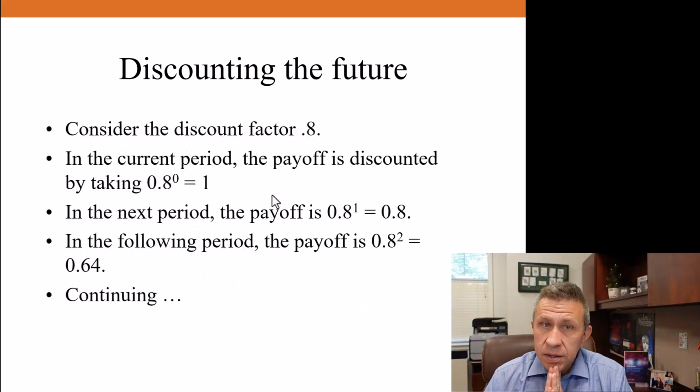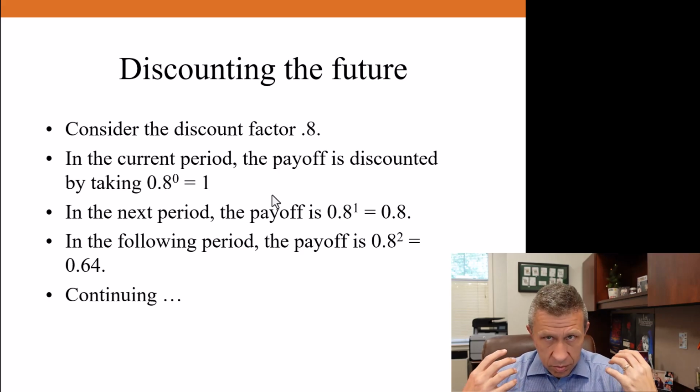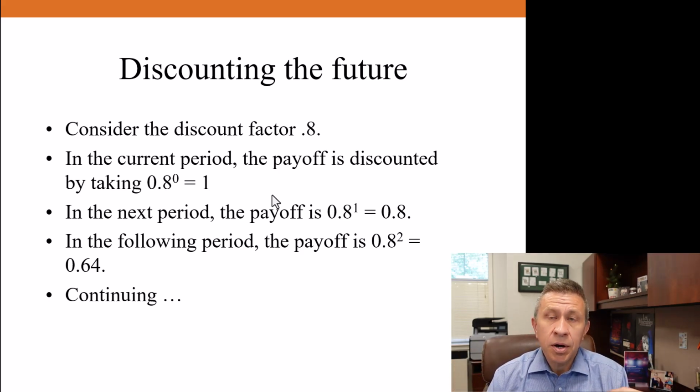Taking a step back, let's say the discount factor is 0.8. Right now, in period 0, the payment is multiplied by 0.8 to the 0th power, so the payment is worth the full amount, because to the 0th power, that's right now, and the money's not discounted. In the next period, we have to discount the payment to reflect the fact that it's being paid in a future period. It's only worth 80% of what it would have been worth today. It's a pretty significant discount factor.